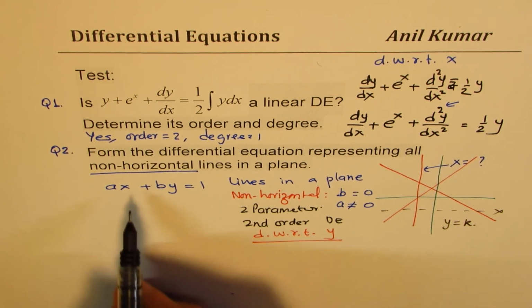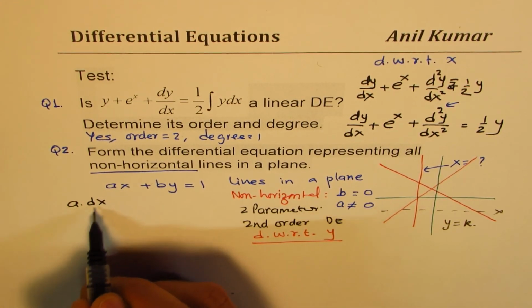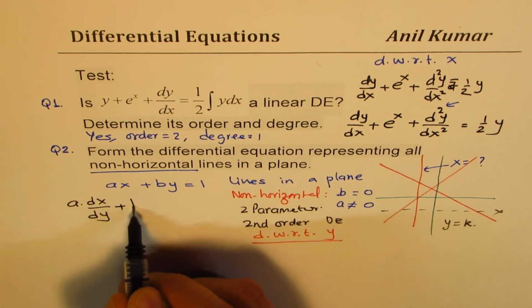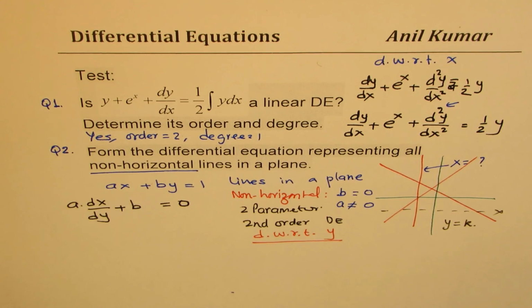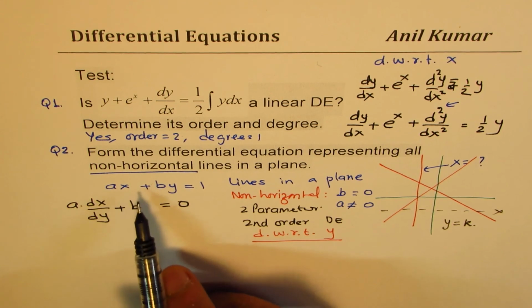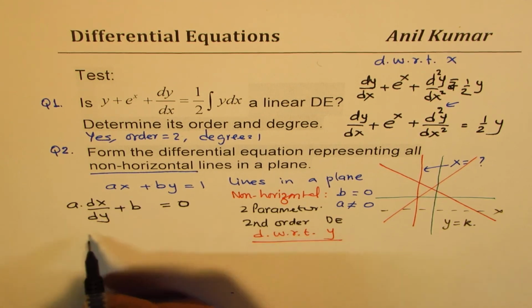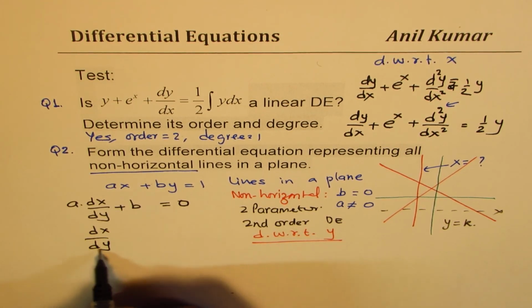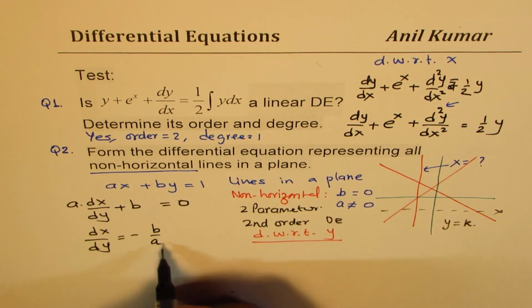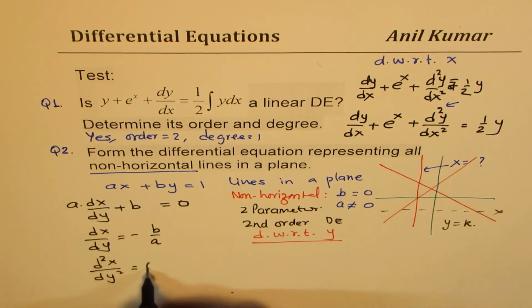So let's differentiate with respect to y. Then what do we get? We get a times dx/dy plus b equals to 0. Do you get an idea? Now we need to differentiate a second time, since there are two parameters or two arbitrary constants. So let's rearrange. We can say dx/dy equals to minus b divided by a. Now if I differentiate, I eliminate both these arbitrary constants. So we get d2x over dy square equals to 0.